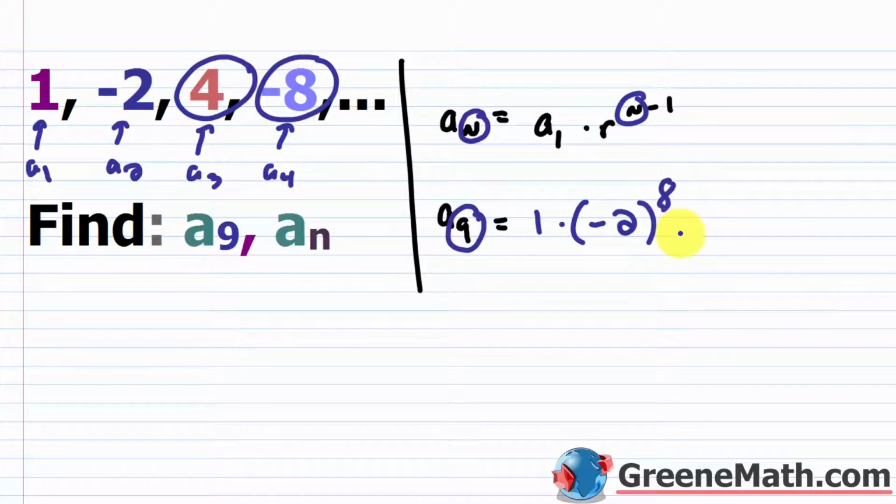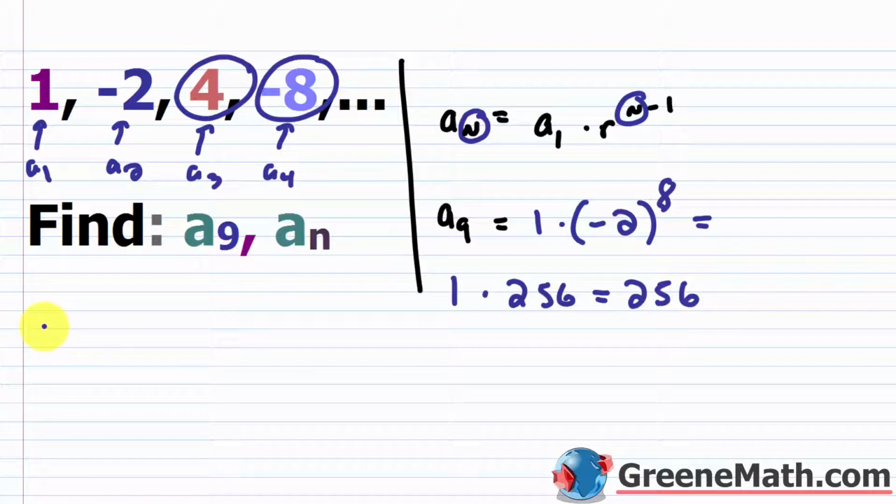So all we need to do now is crank this out, and we're done, right? So negative 2 to the 8th power is going to be 256, because the negative and the 2 are inside of parentheses, so it's all raised to the 8th power. So this would be 1 times 256, which is just 256. Let me write this over here. So a sub 9 is equal to 256.